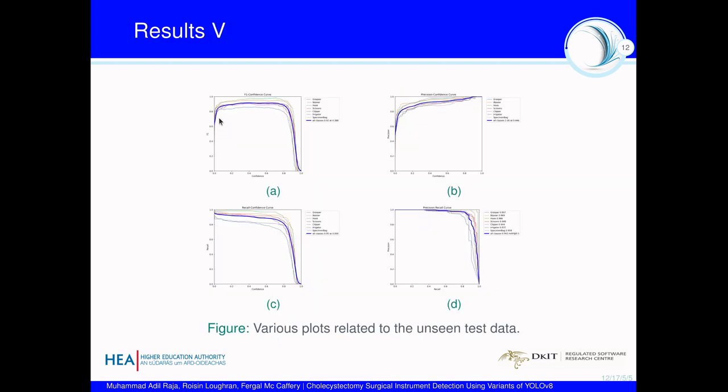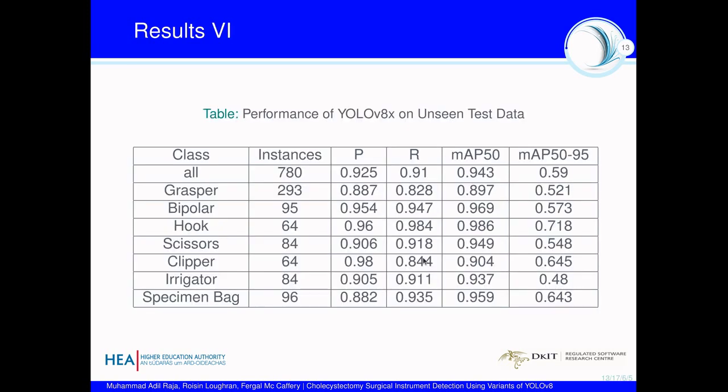These results basically give us confidence curves for various metrics. For instance, this is for the F1 score, the confidence curve for that. This is for precision, and this one is for recall, and this is the precision recall curve. The higher it is towards this edge, it means the better the model is. These are the performance of YOLOv8X on the unseen test data, and this is telling us about different performance metrics. For instance, precision, recall, mean average precision, for all the tools respectively.